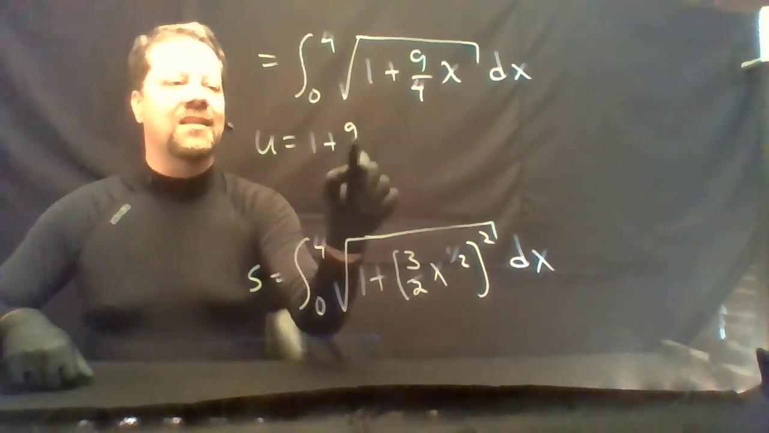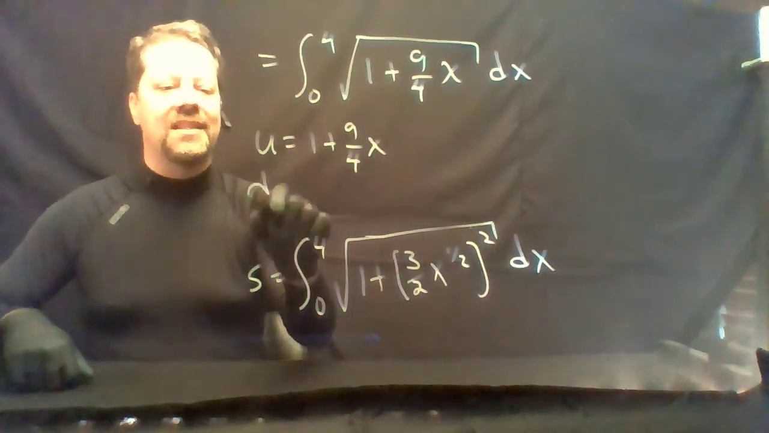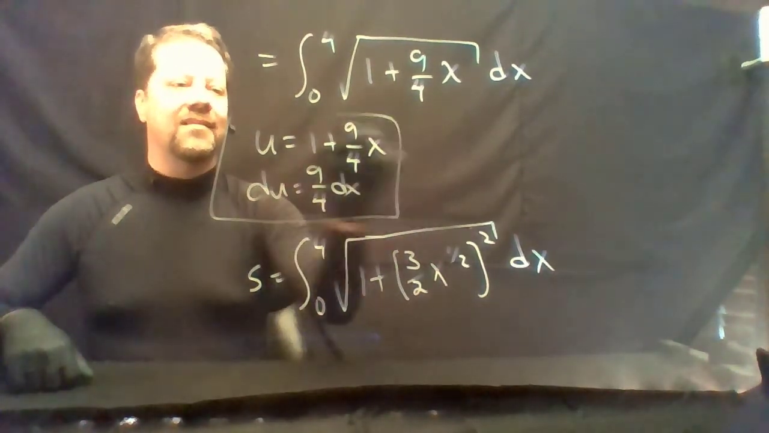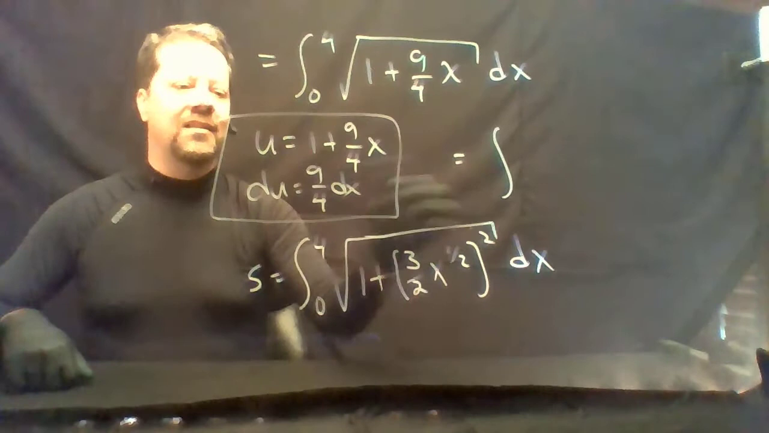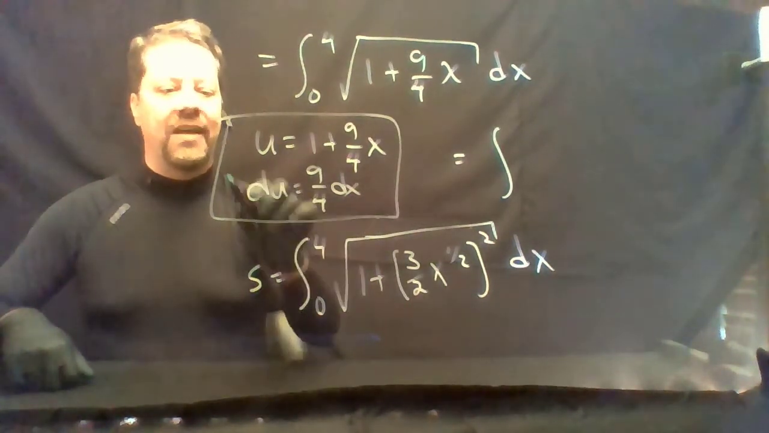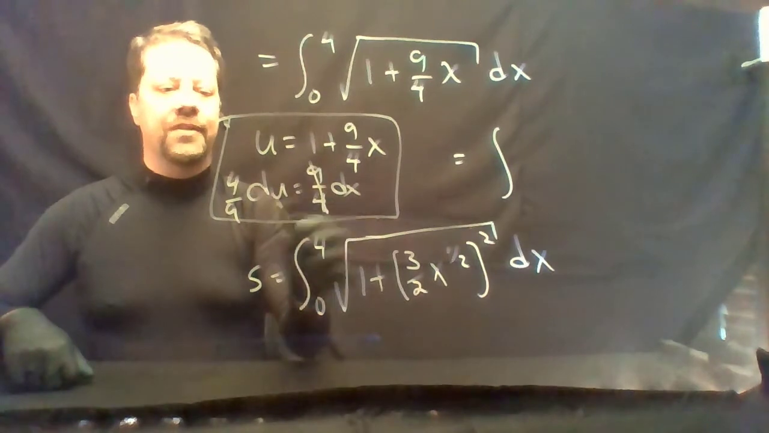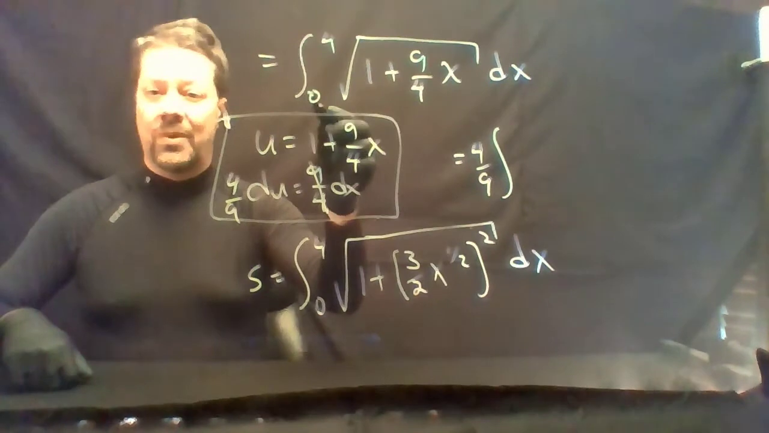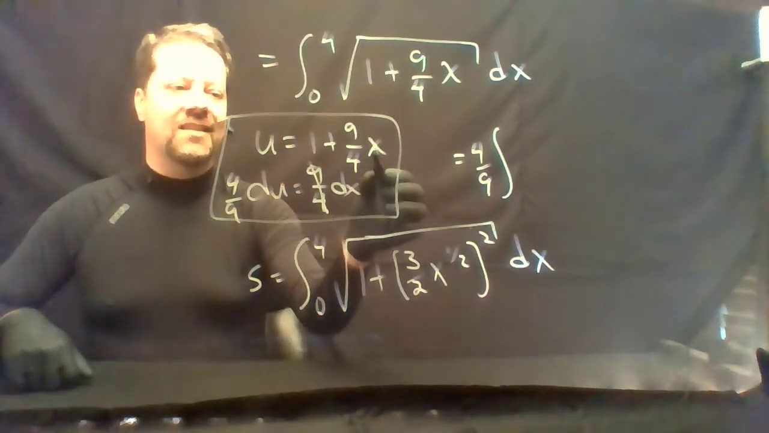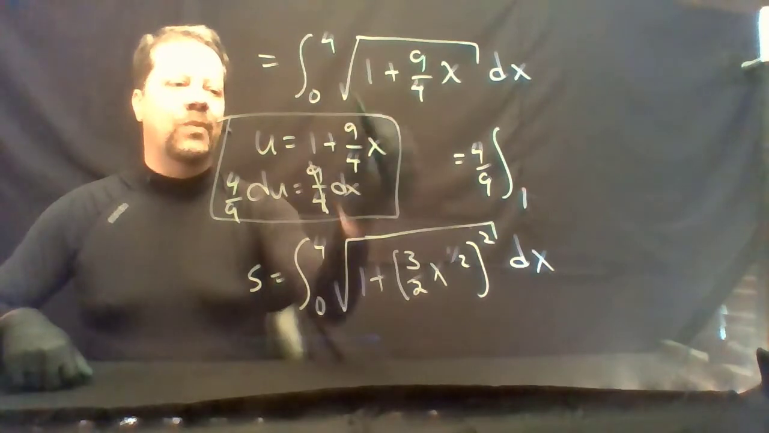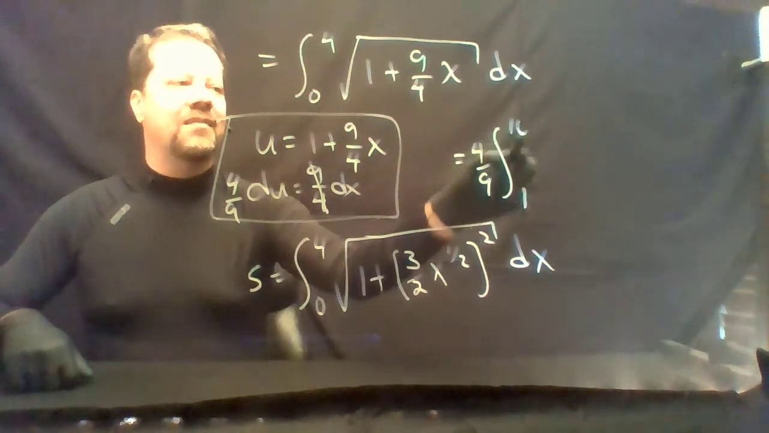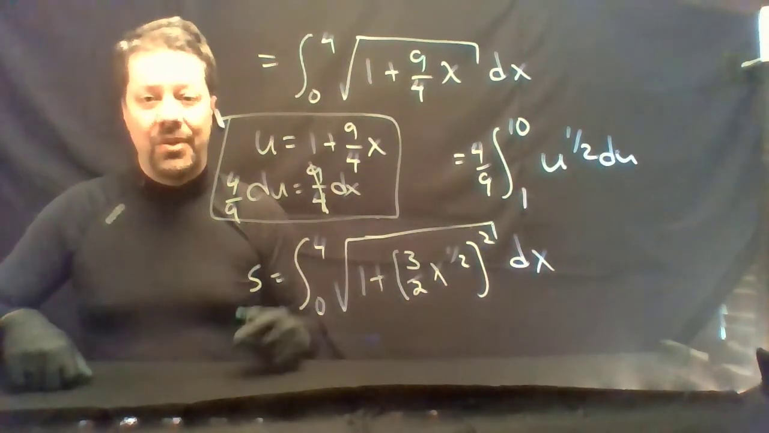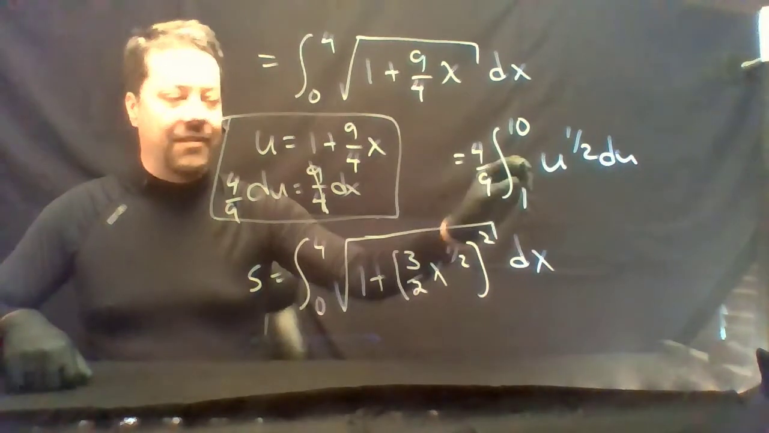u is 1 plus 9/4 x, so that du is 9/4 dx. Leave a little gap because we have to move this 9/4 over as a 4/9 on the other side. That will give us a 4/9 out front. We're going to transform the limits of integration. When x is 0, u is 1. And when x is 4, u is 10. We'll have u to the 1 half du. You need to know what just happened in every little detail here.